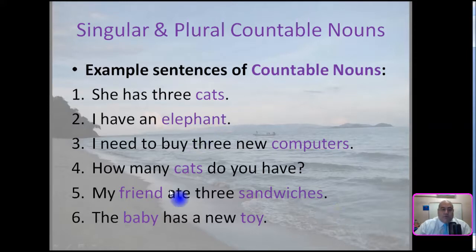So these nouns are countable. Some of them are singular, some of them are plural. Cats is plural, 3 cats. Elephant, singular, 1 elephant. 3 new computers, plural. My friend, 1 friend, singular, countable noun. 3 sandwiches, plural, countable nouns. The baby, 1 baby. Has a new toy, a toy, countable noun but singular. So countable nouns have a singular and plural form.